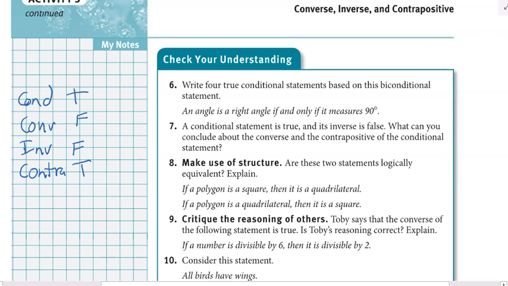So for number 7, based on the information it gave us about the conditional statement being true and the inverse being false, because the conditional statement is true, I know the contrapositive has to be true. Because the inverse is false, I know the converse has to be false as well. Basically, the first and last ones have to be the same, and the ones in the middle have to be the same. All right, number 8.